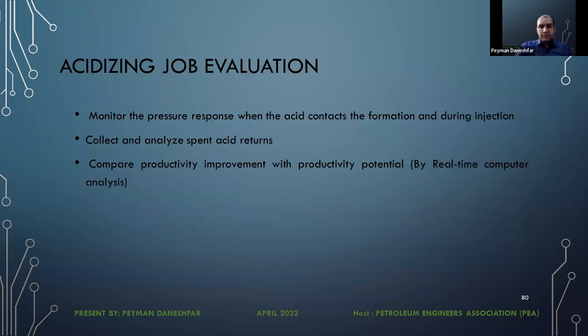So guys, our acidizing jobs, how can we evaluate our acidizing jobs? In the jobs, you should monitor your real-time data, okay? Because you can see the pressure, you can see the rate. With a decrease or increase in the pressure, you can decide for the next stage, because maybe you designed a matrix acidizing job and you have a problem in the job. You should change your program, you should change your design by considering the real-time data monitoring. And another thing is to collect and analyze spent acid returns in a cleanup after. And compare productivity improvement, the productivity potential, with the graphs before and after.